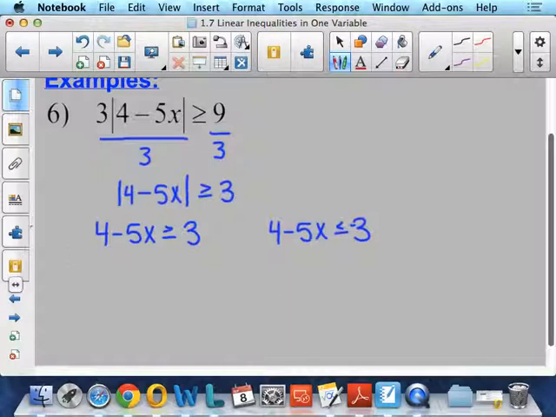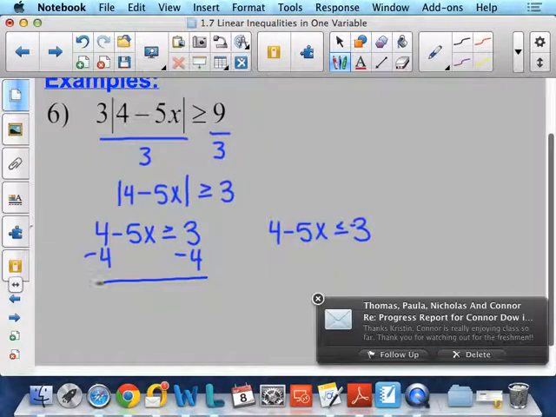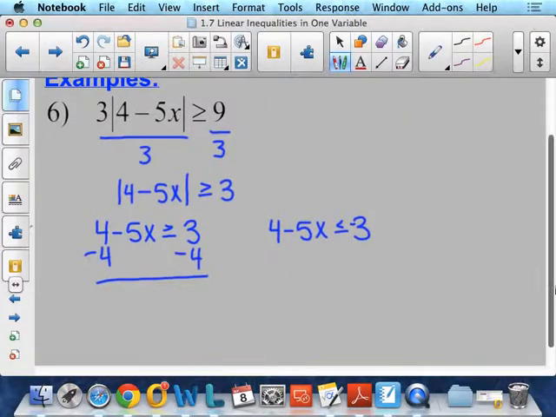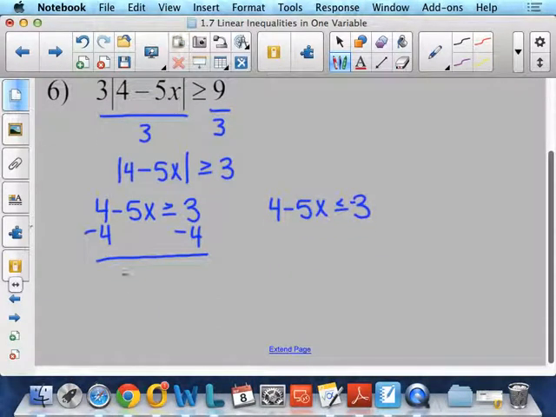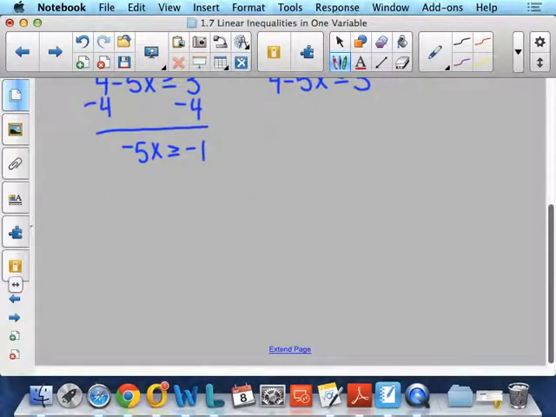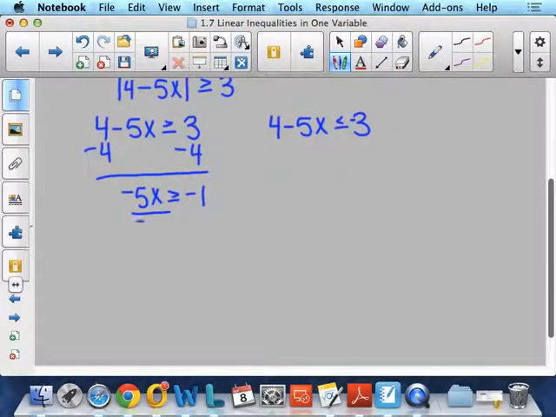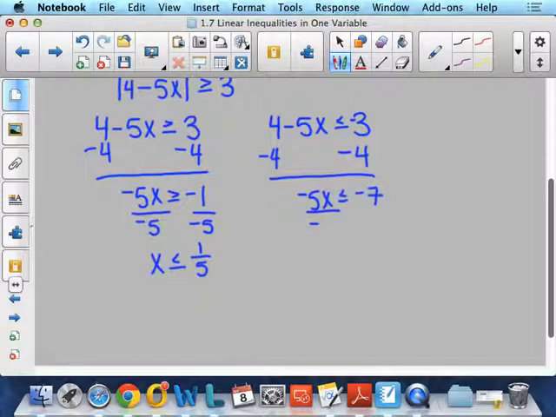On the left-hand one, I'm going to subtract 4. So I have negative 5x greater than or equal to negative 1. I want x by itself, so divide by negative 5. Remember, when I divide by a negative, I switch the sign. So x is less than or equal to 1/5. On the one on the right, start the same way, subtract 4. Divide by a negative 5.